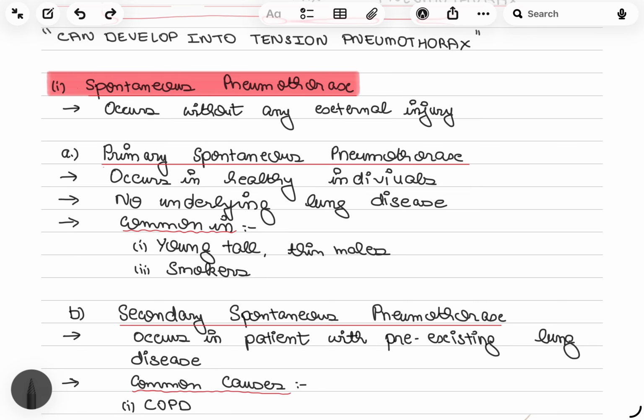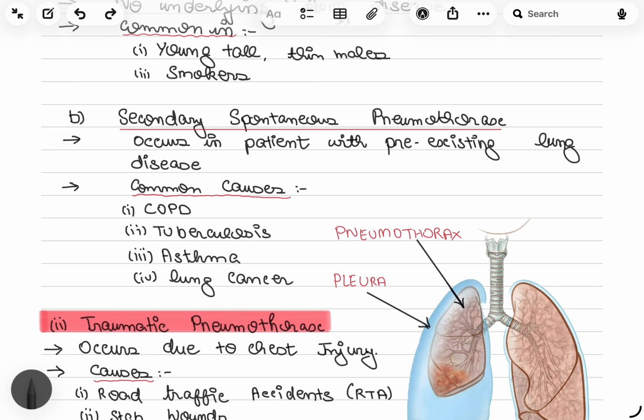Spontaneous pneumothorax occurs without any external injury. This can be divided into two types. Primary spontaneous pneumothorax occurs in healthy individuals with no underlying lung disease. It is common in young, tall, thin males and smokers. Secondary spontaneous pneumothorax occurs in patients with pre-existing lung disease. Pre-existing lung disease can be chronic lung diseases. Common causes are COPD, tuberculosis, asthma, or lung cancer.